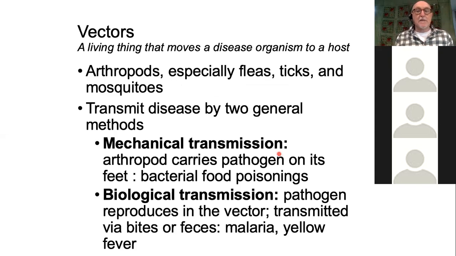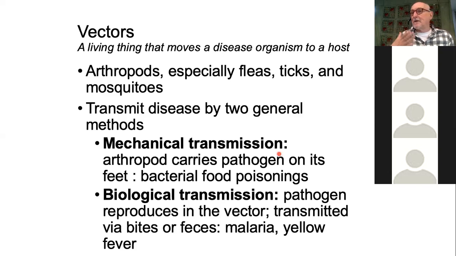reservoirs, vehicles of transmission. A vector is specifically a living thing, a living organism, which moves a disease organism to a host. And the most important vectors of all are the arthropods, mostly insects, fleas, mosquitoes especially, but also arachnids like ticks, which here in the United States you have probably heard of, are vectors of things like Lyme disease. So when you think about vectors, there are two ways in which they can transmit. The first is by simple mechanical transmission.